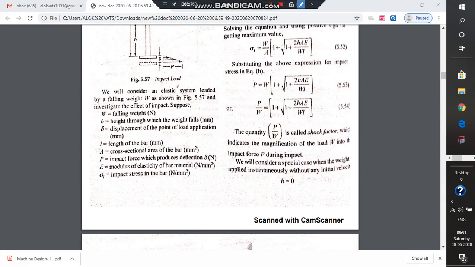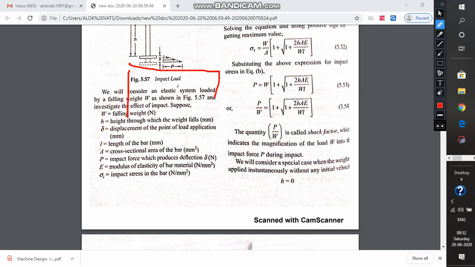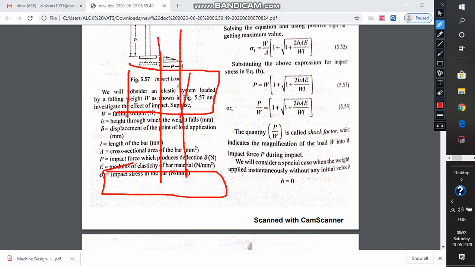Please note that if this load W were static, what would be its impact? Now this load W is not static, and this is an impact load. So this is the shock factor. It actually describes the magnification of the load W into load P, which is the impact load.